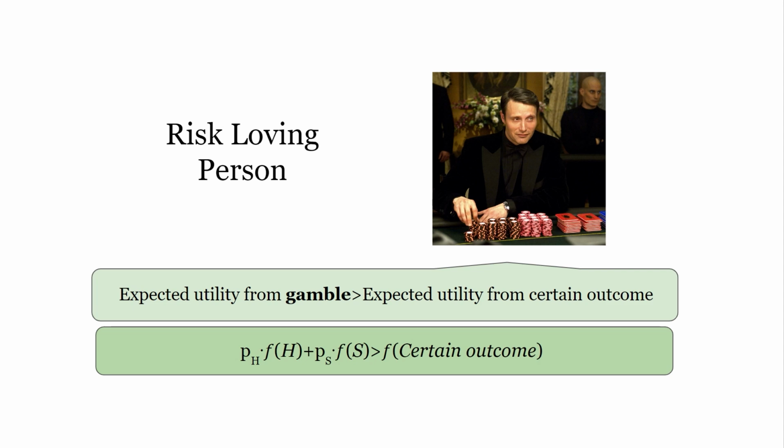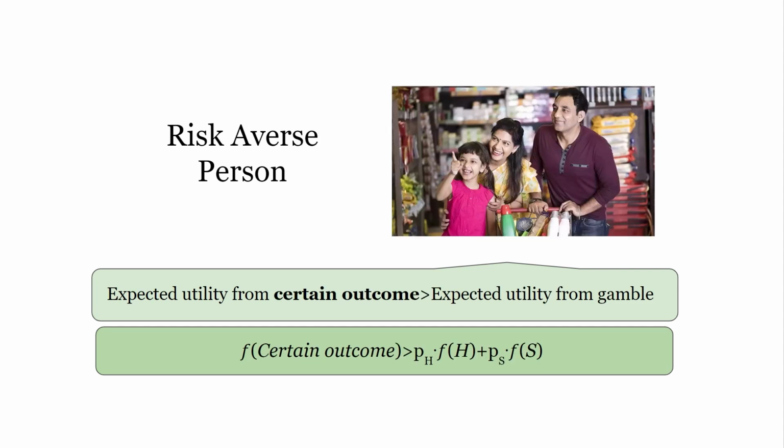We put the formula of these events and we find the inequality in the green box: PH f(H) plus PS f(S) is greater than f of certain outcome. Similarly, the risk-averse person has a different kind of utility function, so his expected utility from his certain outcome is different than his expected utility from the gamble he is playing. We substitute these events by their utility functions and we find the second inequality in the green box here.